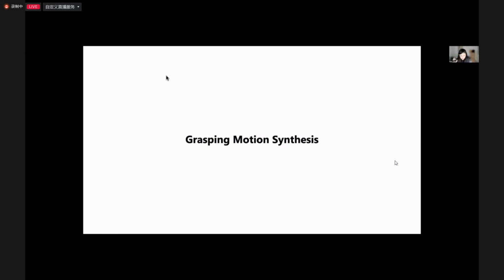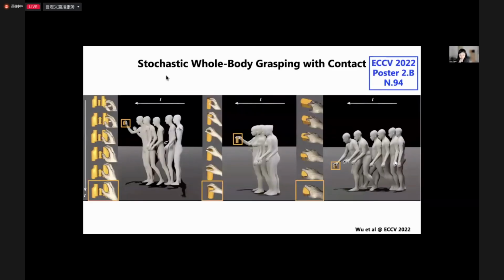So in our latest work, we try to generate grasping motion, and not just the hand grasping motion, but the full body grasping motion, right? So in this ECCV 2022 work, we propose SAGA, a framework to generate diverse, realistic whole-body grasping motion sequences that approach and grasp a given object. And SAGA stands for Stochastic whole-body grasping with contact.